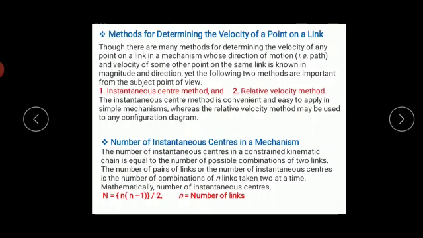The next important property of the instantaneous center is that, by the instantaneous center method, it is possible to find the velocity at any point of a body if the direction of velocity of 2 points and the magnitude of velocity of any one point are known.